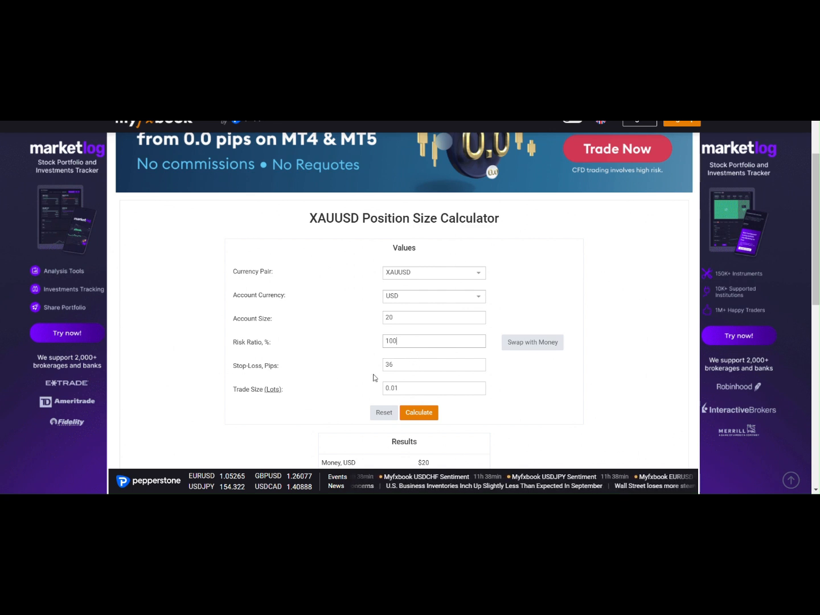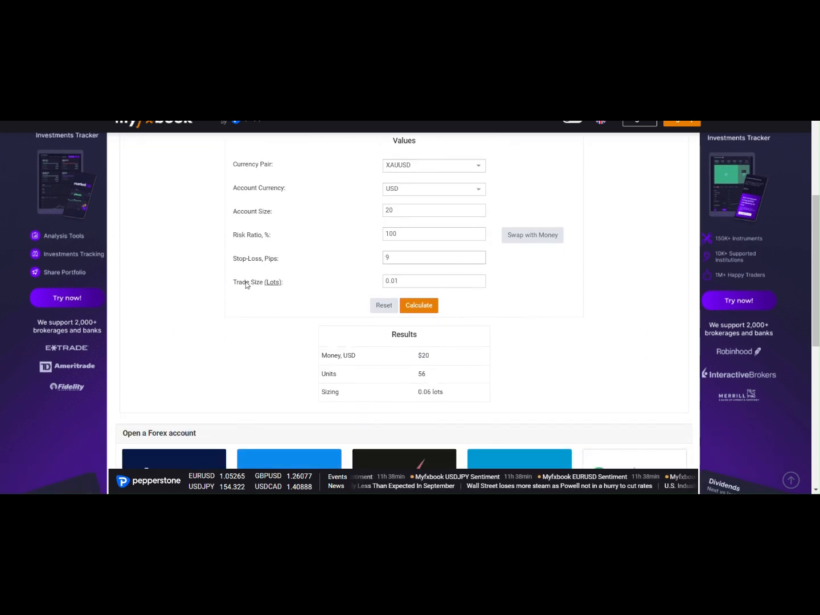So the stop loss was about nine pips. We just enter it. Our trade size should be as low as possible, that is 0.01. That is advisable, so don't increase it. After entering those details, we just calculate.